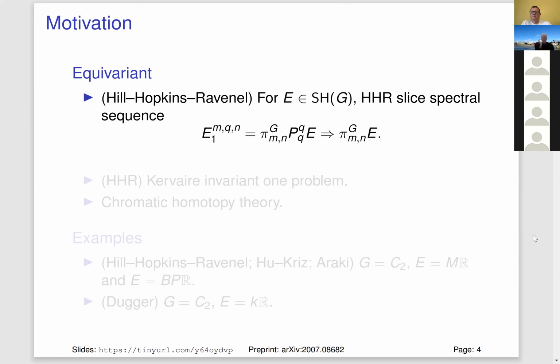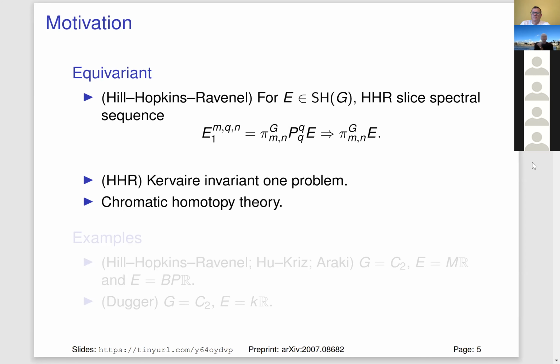Okay, so I'm going to start with the motivation. So our first motivation is equivariant. So many people have probably heard about the Hill-Hopkins-Ravenel slice spectral sequence. So we start with a G-spectrum E, and Hill, Hopkins, and Ravenel introduced this HHR slice spectral sequence, which starts with the equivariant homotopy groups of some G-spectrum associated to E, and converges to the equivariant homotopy groups of E. For this talk, it's not actually so important that you know how this spectral sequence is constructed, or really what these objects are. Let me just tell you 2 examples to maybe motivate studying this spectral sequence.